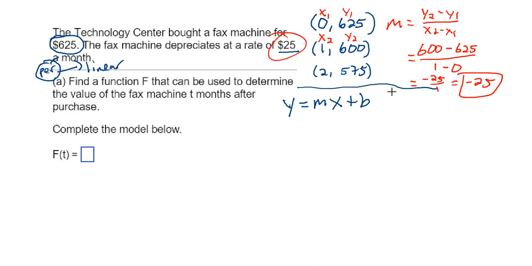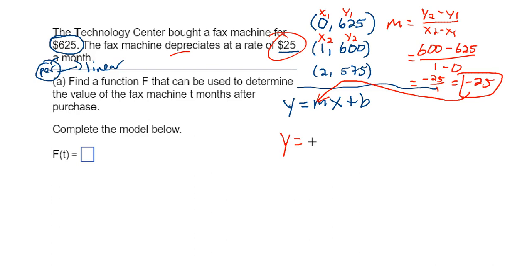But you do have to be careful about whether that should be a positive or a negative slope depending on the situation. It's going to be negative this time because the fax machine is losing value, so it will be a negative slope. If it was gaining value, like a collectible that increases in value over time, then the slope would be positive. It'd be positive 25, right? But in this case, it's negative 25 because it's depreciating. So that's my slope. I'm going to plug that in for m.